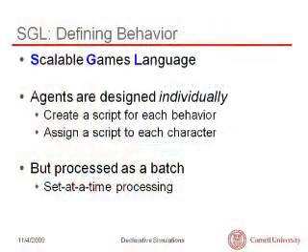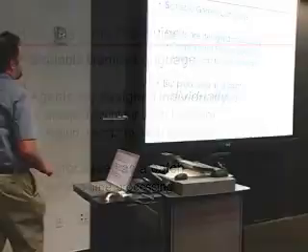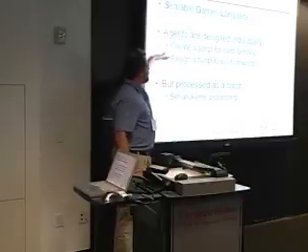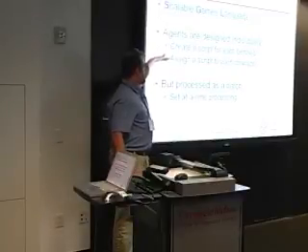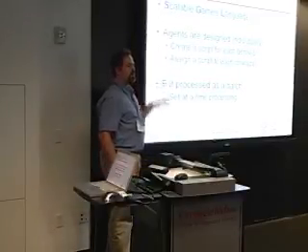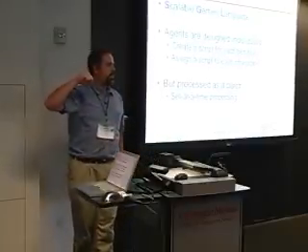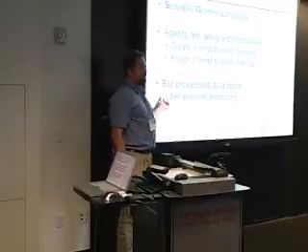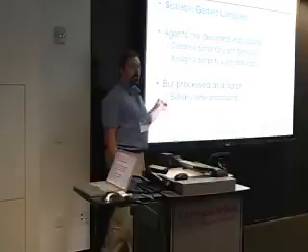All right, we call it SGL because we couldn't think of any other name. The idea is that agents are defined individually. You create a script for each behavior. You assign a script to each agent, but they're processed as a batch. I suck them all together, and I basically create myself a custom data pipeline that I can program, then map to any architecture that I want.